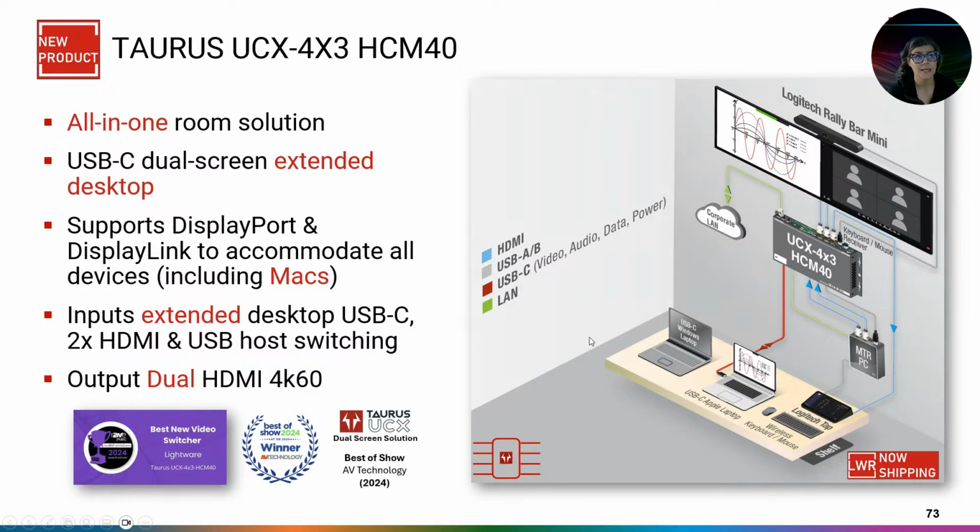So our Taurus UCX 4x3 HCM40 again is an all-in-one room solution. So it's that one room box. It's giving you that true dual screen extended desktop. And the way it's doing that is with DisplayPort and DisplayLink. And that's how it's also working for your Macs. There is a little bit of setup to that. There are a couple of things that you have to download to basically make it work. But it's going to truly be an extended desktop. And it's a true output of dual HDMI 4K 60. And this Taurus here has already won us three different awards.